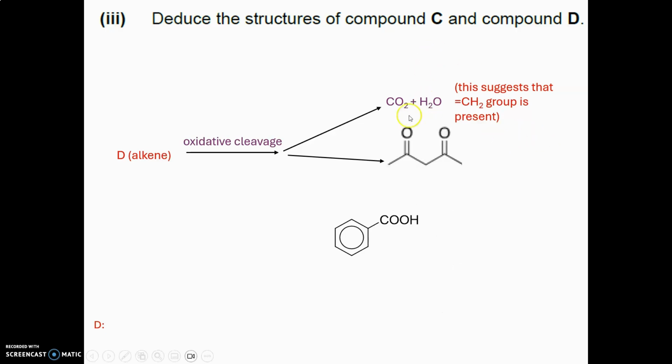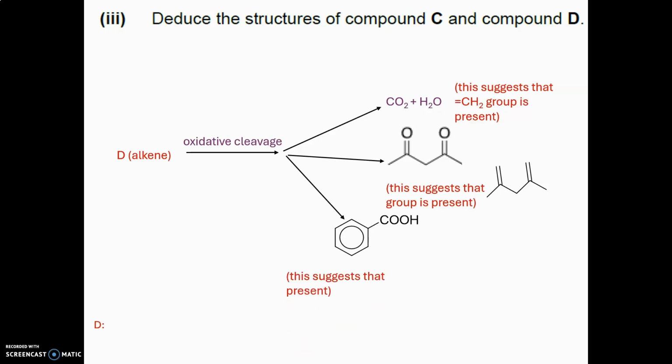Next, we also notice that this diketone is present. So the original fragment that led to this diketone will look like this. And lastly, it forms a benzoic acid, which means that this structural feature is present in alkene D. So we just have to put these three groups together, which tells us that the structure of alkene D will look like this.